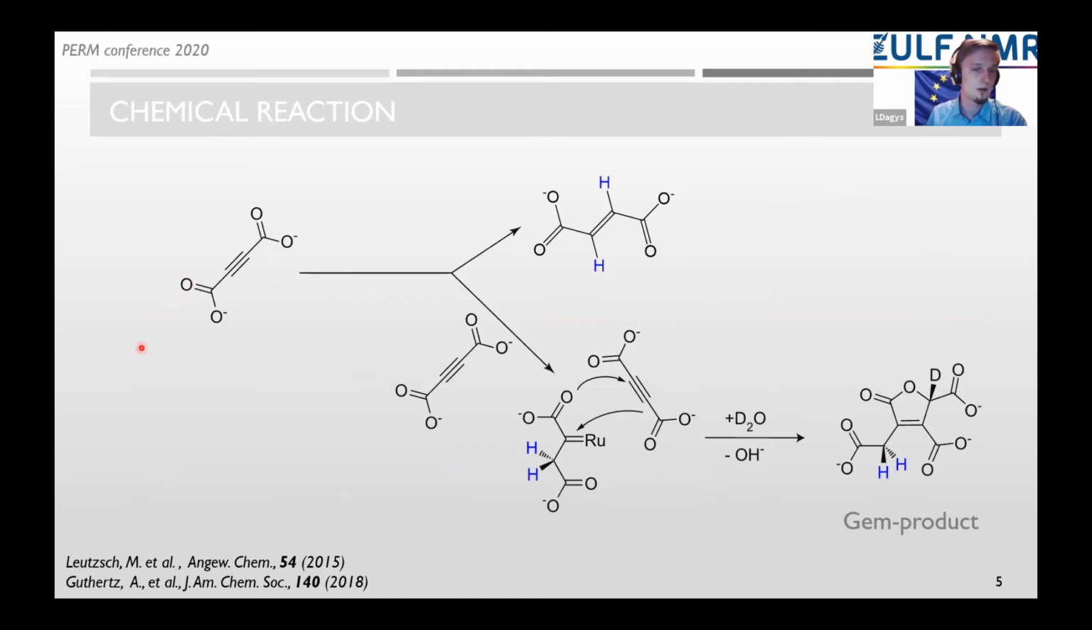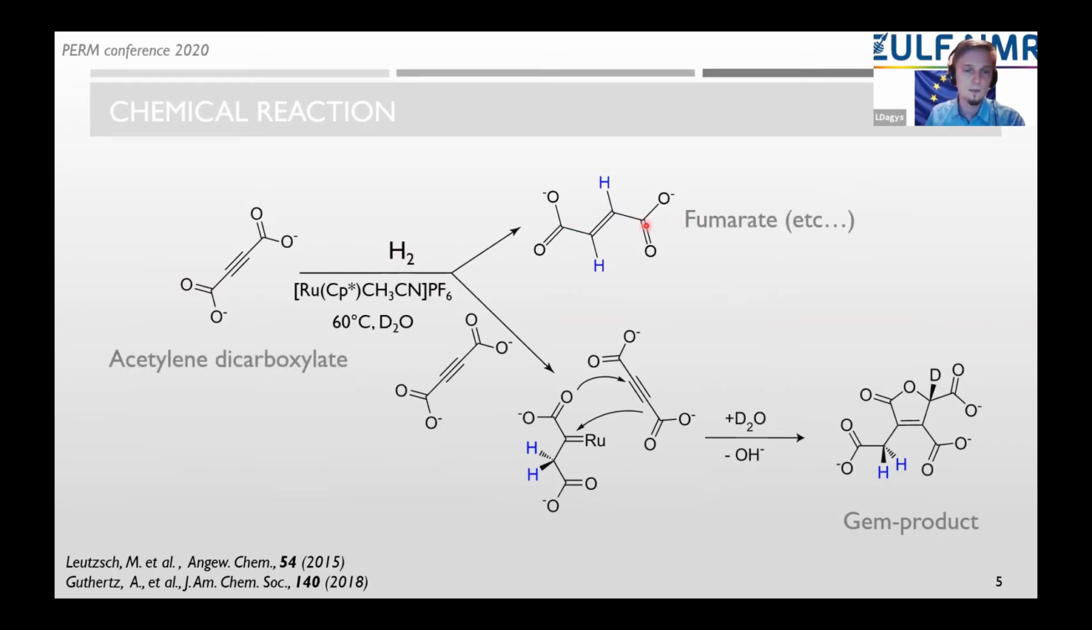If one hydrogenates this precursor with hydrogen, one would get mostly fumarate, but apparently there's a side reaction that forms a side product, and it requires an additional precursor here. It cycloadds on this ruthenium catalyst, and then we form this sort of furan derivative with these methylene protons positioned here. This reaction is not as straightforward as it looks, and it was investigated quite extensively by Markus Leutsch and his colleagues in these references.